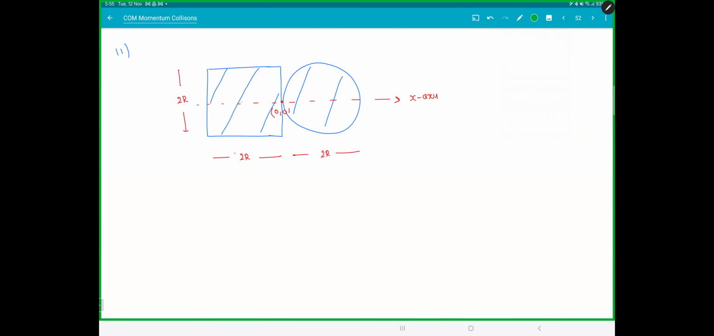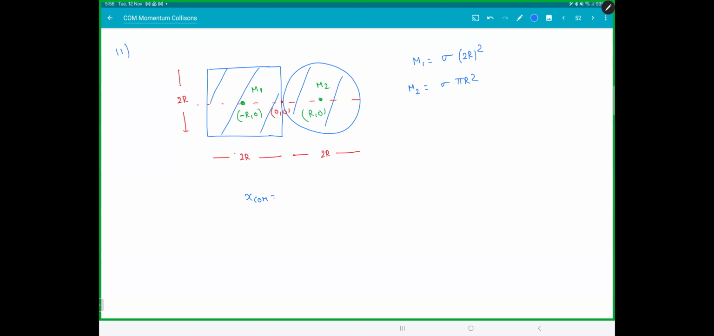So the center of mass for the disk will be here. Let's call it M1. Coordinates will be minus r comma 0. For the disk, let it be M2. Coordinates will be r comma 0. So indirectly, the whole question has become: you have to find the center of mass of M1 and M2. What is M1? It's a plate. So we take sigma into area, that is 2r whole square. M2 is sigma into pi r square.